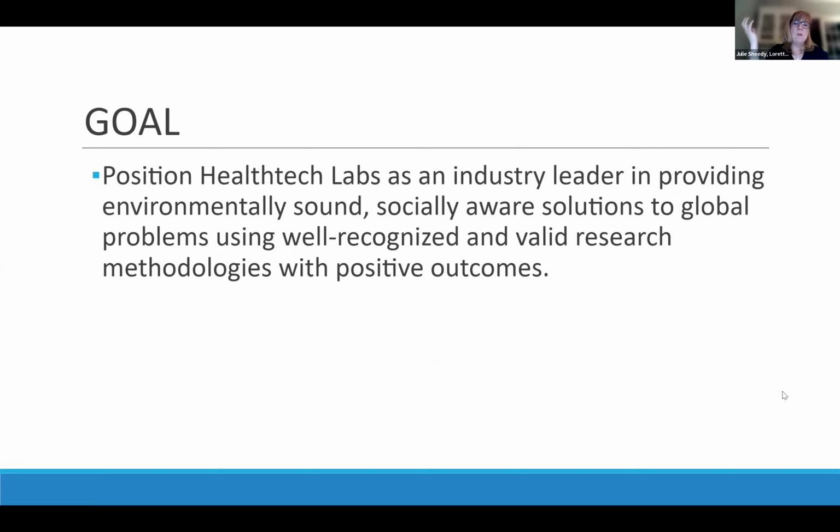Next. So for our overall goal, it really would want to position health tech labs again as an industry leader that provides these sound and socially aware solutions to global problems, using well-recognized and valid research methodologies with positive outcomes.